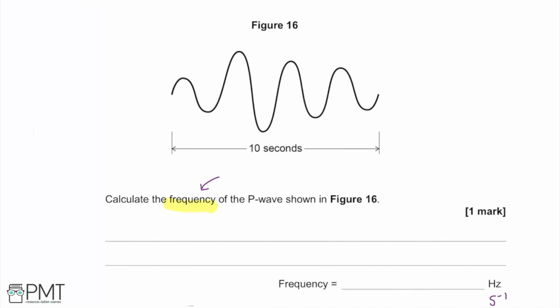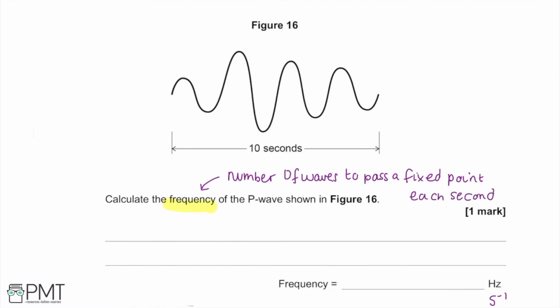And the definition for frequency is going to be defined as the number of waves that are going to pass a fixed point. It's important that this point remains the same each second. And this per second part is also very important, and that links back to this unit we have here. So in a period of 10 seconds, we need to work out how many waves we have shown in the diagram. So how many complete waves are shown in this diagram.